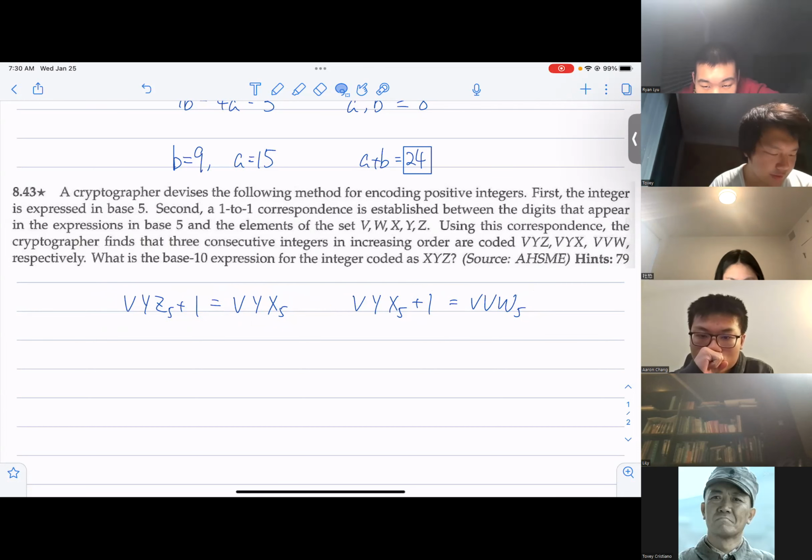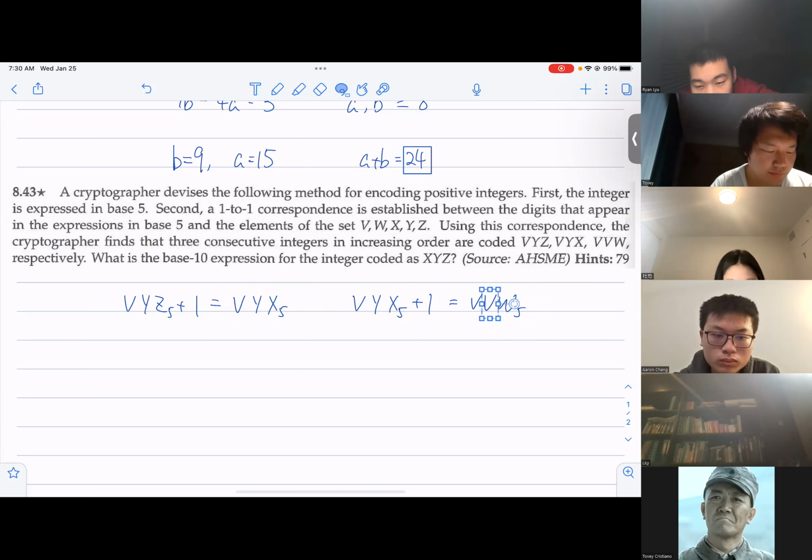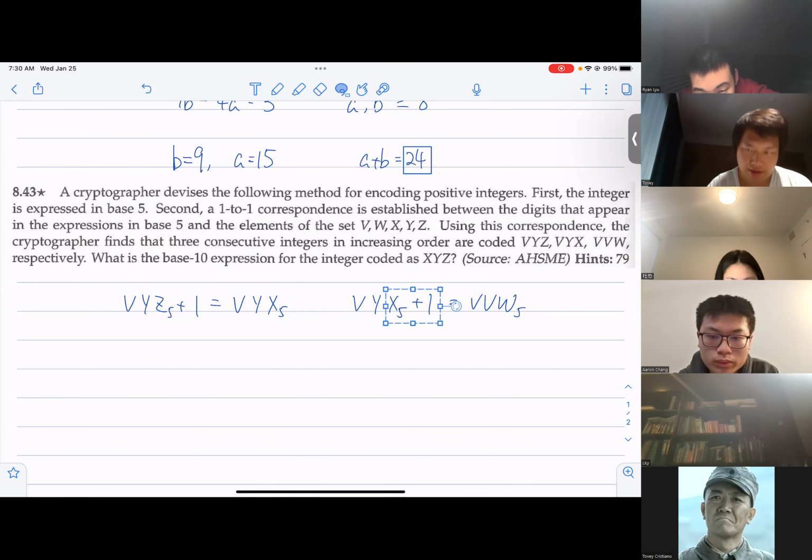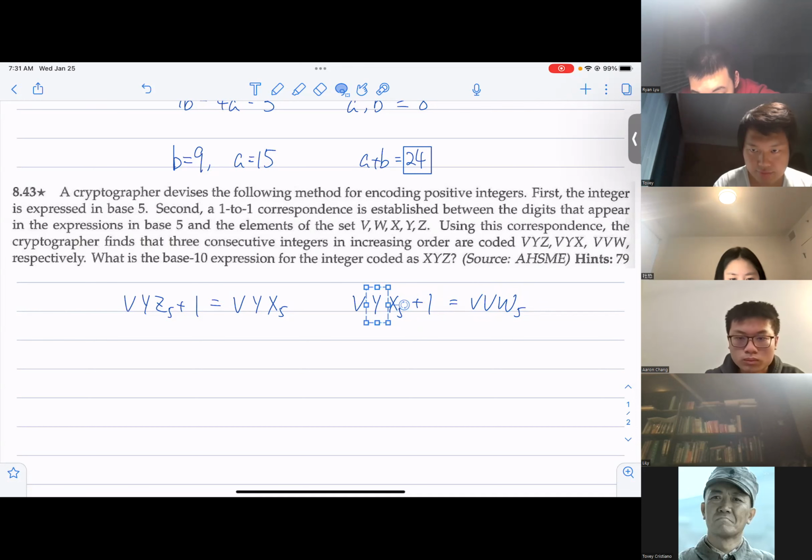If you observe, the middle digit changed. So why does the middle digit change? It must be from a carryover from the unit digit. So it has to be the case where x plus 1 reaches 5 so that it carries over and becomes something 0. And there's one more digit here, 1 carried over. So v is 1 more than y. Does that make sense to you guys?